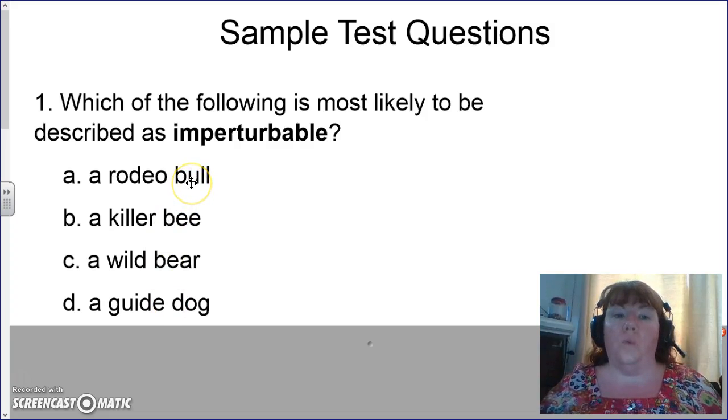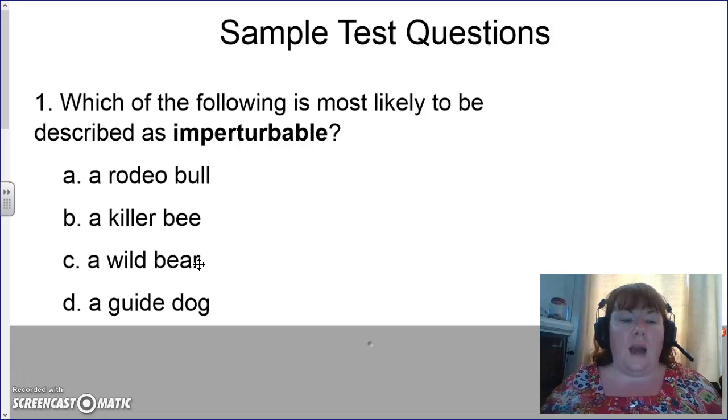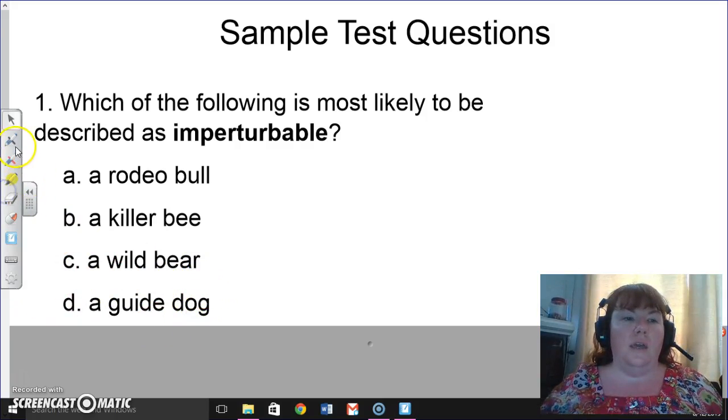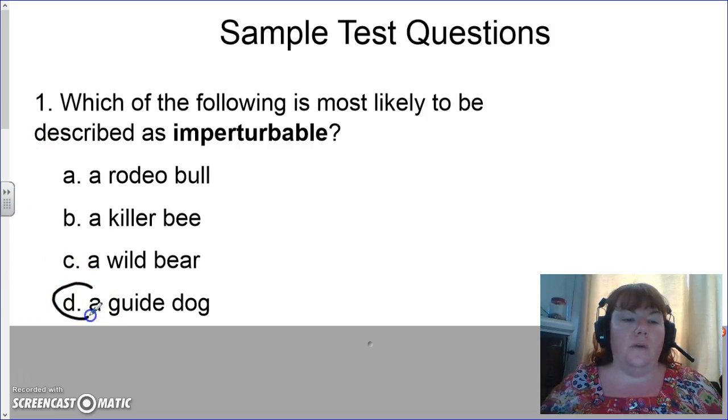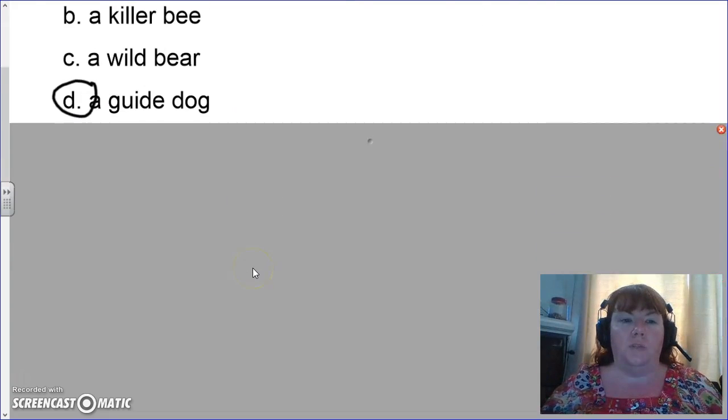Whereas a rodeo bull, we know, is very easily agitated. A killer bee will not stop until it stings, and the same thing with a wild boar. It doesn't stop, it keeps running and running until it hits its target. Whereas a guide dog, so the answer here would be D, a guide dog is trained with the idea of having to stay calm, to keep that peace. So that's important that you note that. So this is one style of the multiple choice.